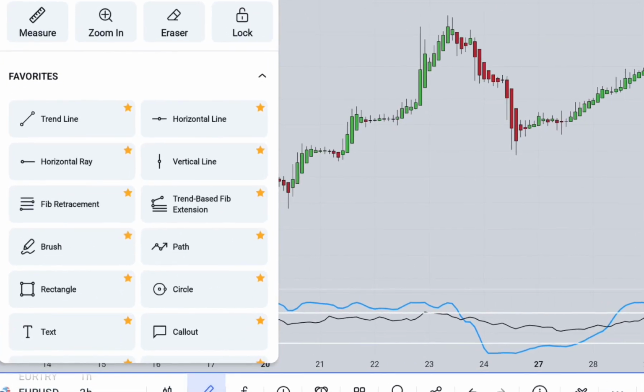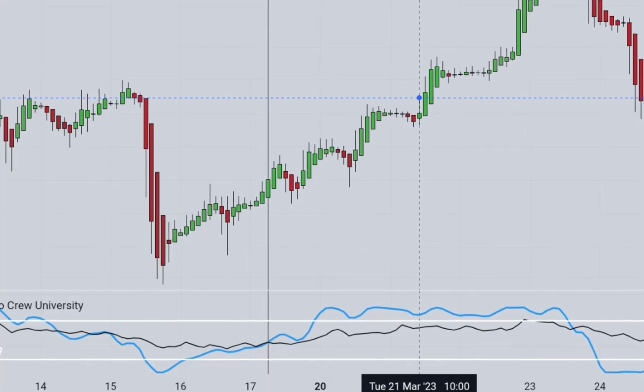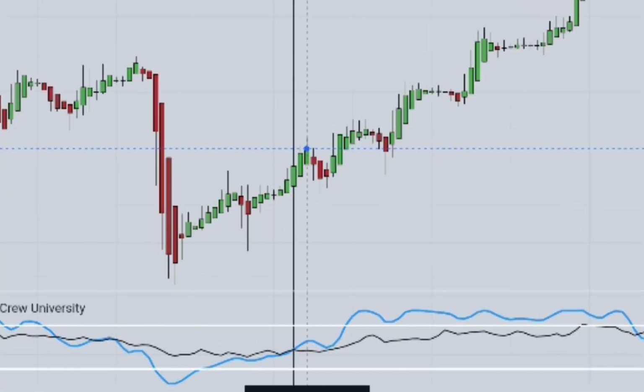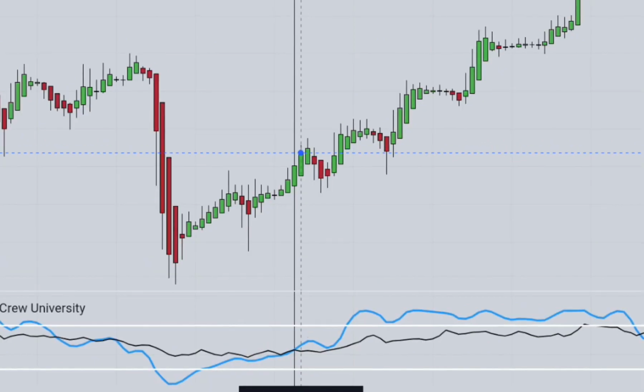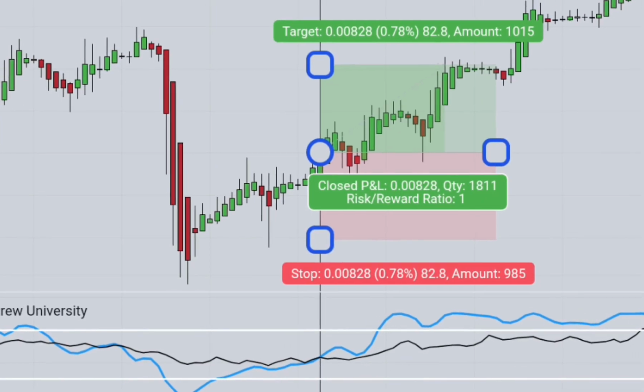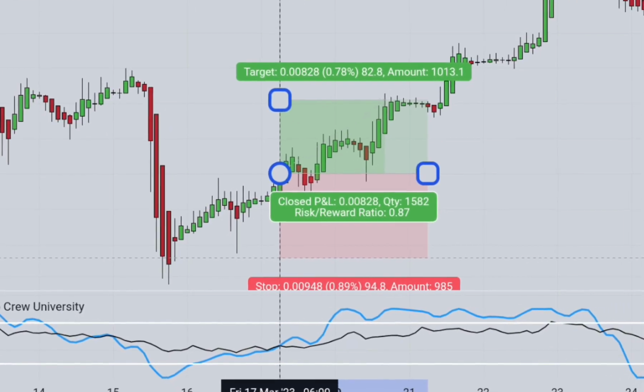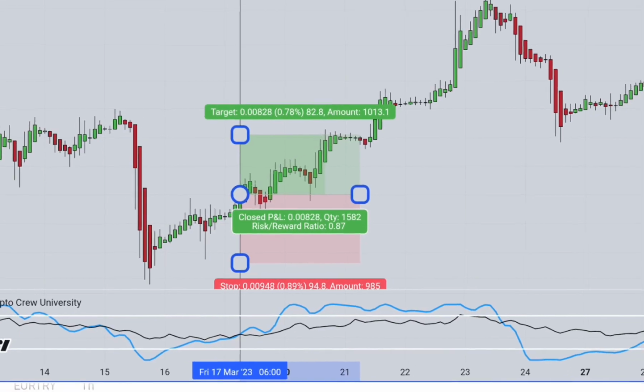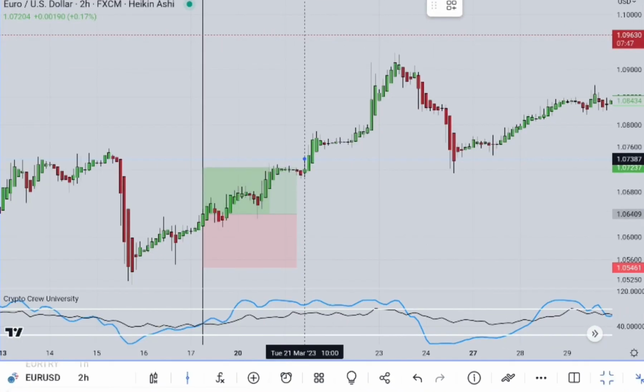Now we will learn the rules of our trading strategy. First, let's take a look at long position examples before entering the trade. The blue line of the Crypto Crew University indicator must come up from below the 20 level and then cross the black moving average line upwards. In this strategy, the trade is opened at the closing level of the first Heikin Ashi candlestick without a needle at the bottom. The stop loss level should be below the last swing.